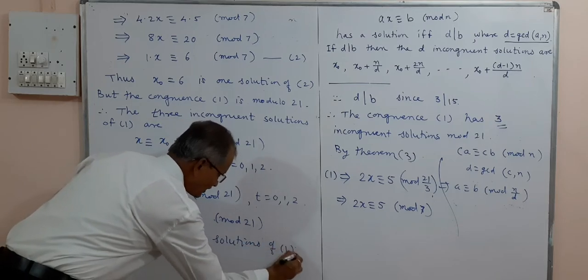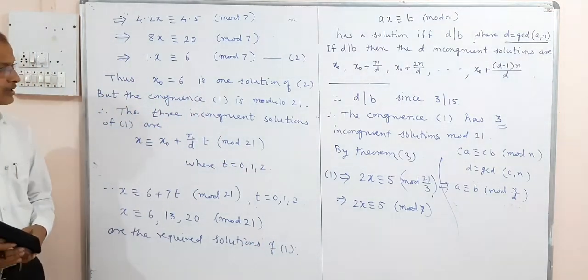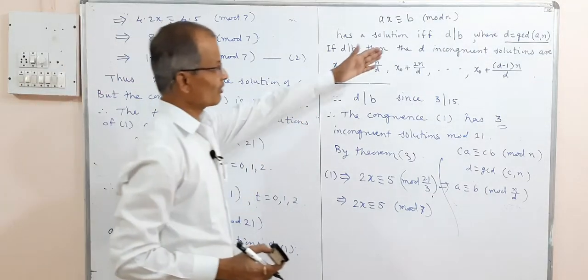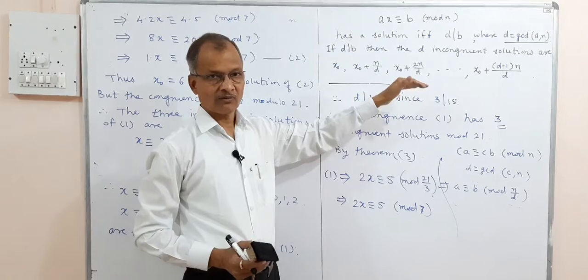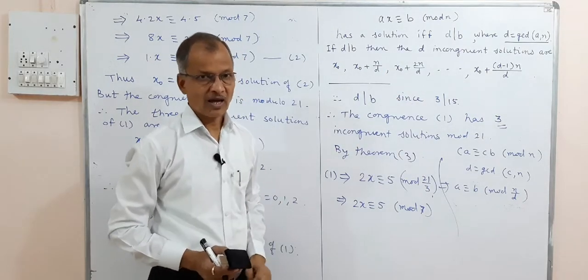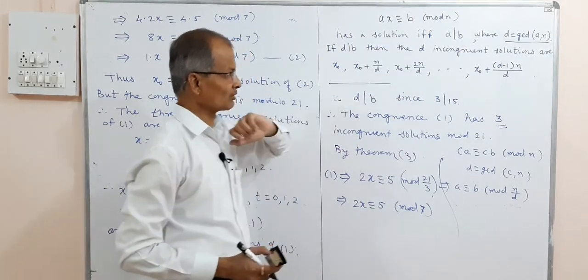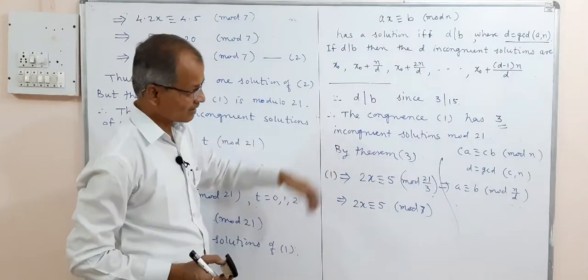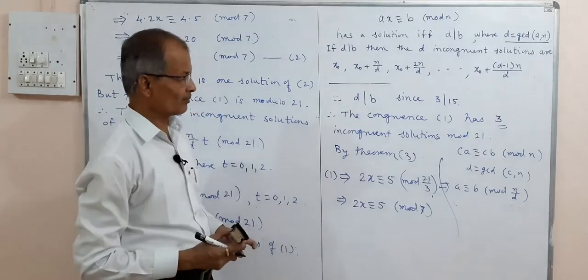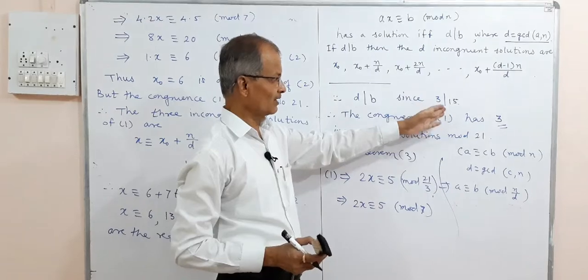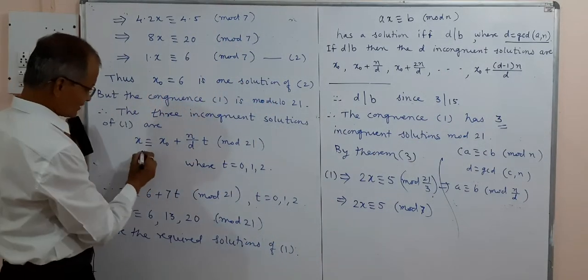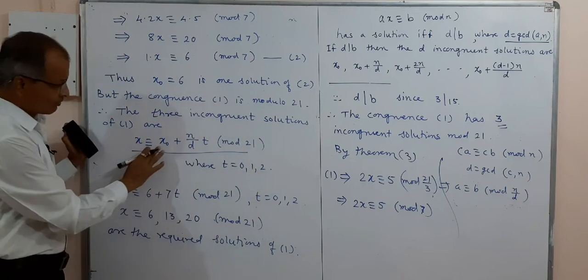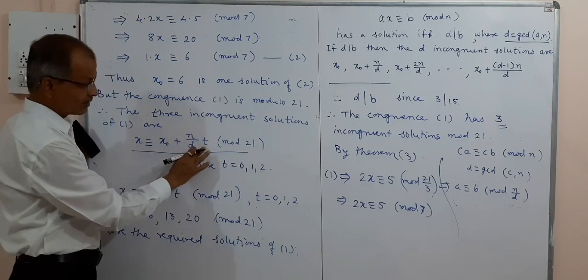Solutions of 1. So in this way we have to find out the number of solutions, whether we have to check whether the solution exists or not. If it exists, whether unique or many. And if d is 1, then unique solution. And if d is greater than 1, then d number of solutions. Here d was 3 and therefore we have obtained 3 solutions. And how we have written this? This is a single equation. x congruent to x naught plus n by d into t.